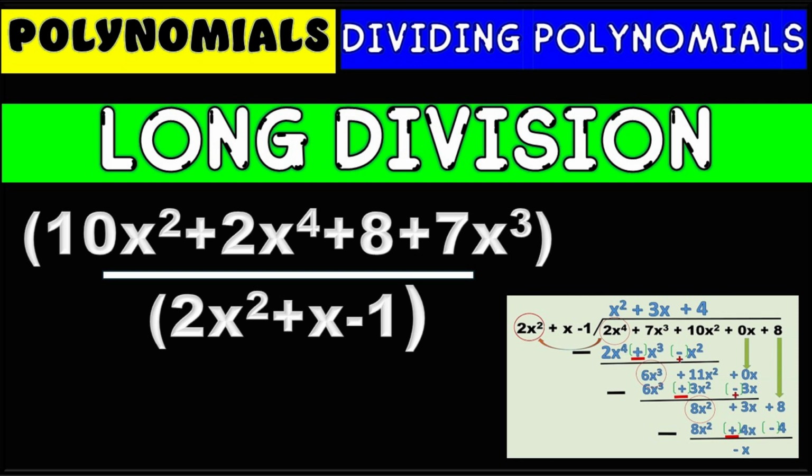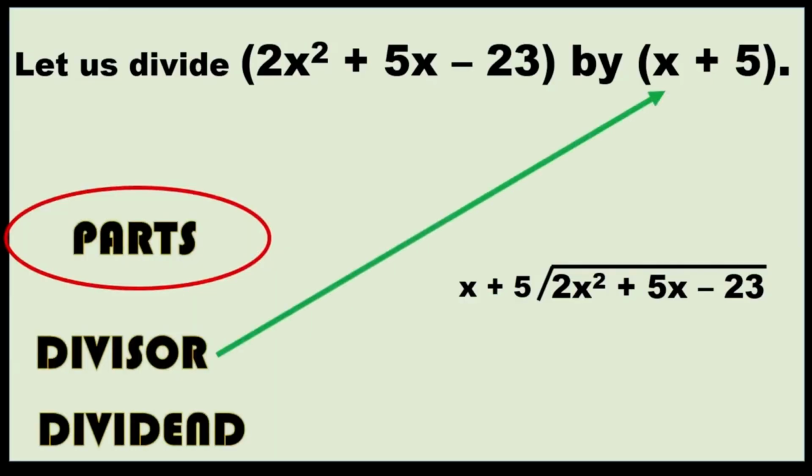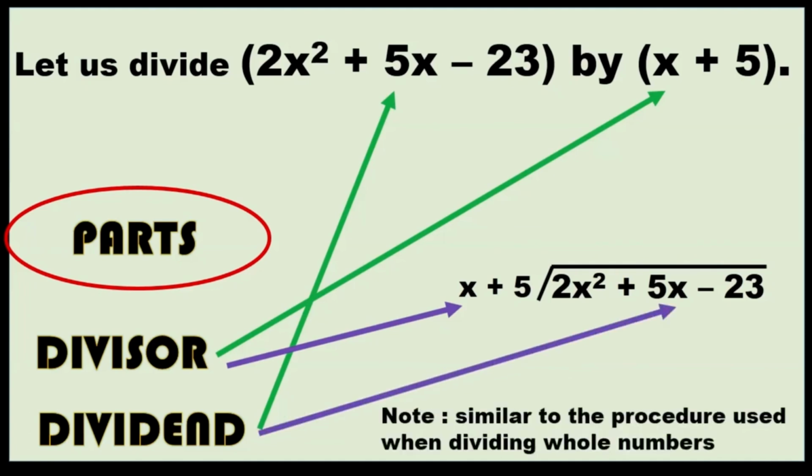In this video, we're going to learn how to divide polynomials using long division. First, we have the parts of this polynomial. We have what we call the divisor, which is x plus 5, and the dividend, which is 2x squared plus 5x minus 23. Note that dividing polynomials is similar to the procedure used when dividing whole numbers. Okay, ready? Let's go!